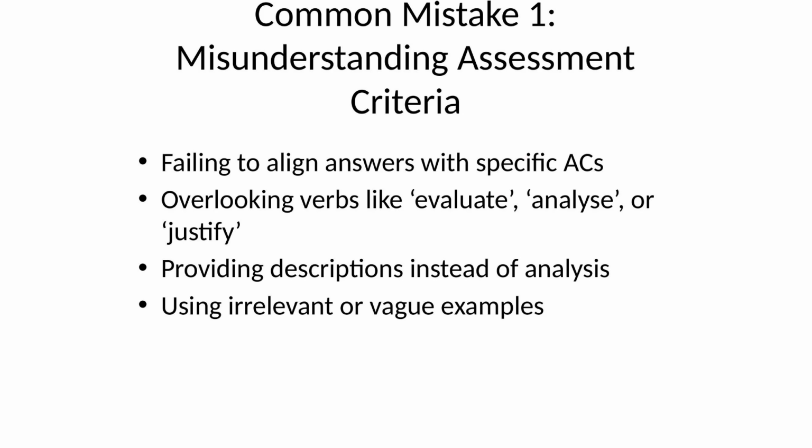A common mistake learners make in CIPD Level 5 assessments is not aligning their responses with the precise Assessment Criteria, AC. Each AC uses specific action verbs like evaluate, analyze, or justify, which must guide the structure of your answer. For instance, if the AC says evaluate, your answer should include a judgment with supporting evidence, not just a description. Many candidates simply describe HR practices instead of analyzing their effectiveness.